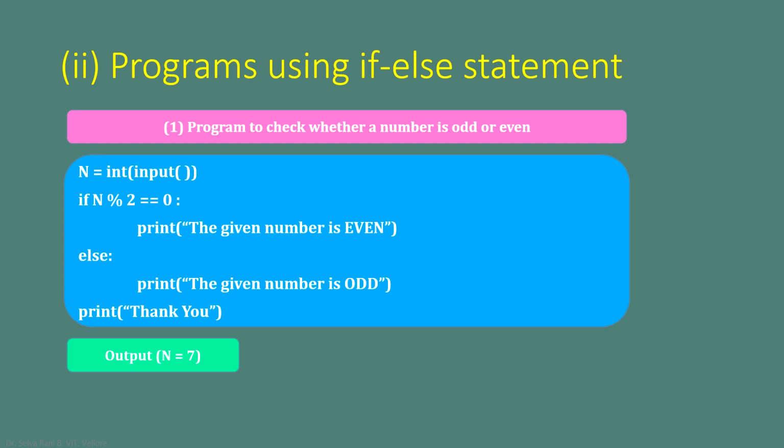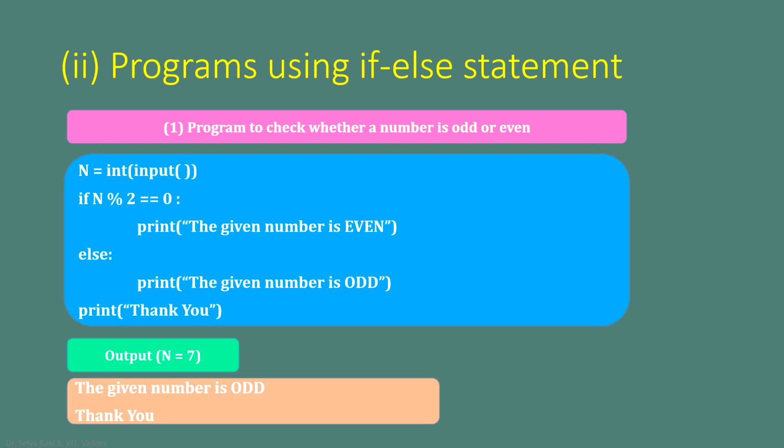Let's assume that the value of n is given as 7. 7 mod 2 is not equal to 0. The condition is going to yield a value of false as the result. If the condition is false, the interpreter will come to the else part, where we have the message the given number is odd, and it will be displayed on the screen. After executing the statement inside the else block, the interpreter will come to execute the statement which follows the if construct, and that's why we have the thank you message on the screen.